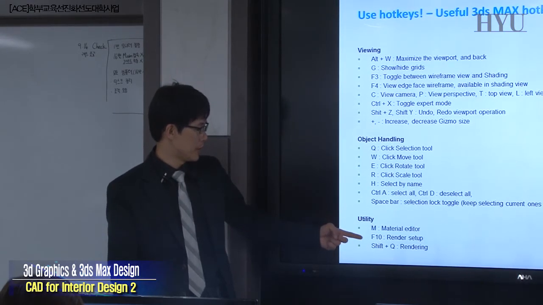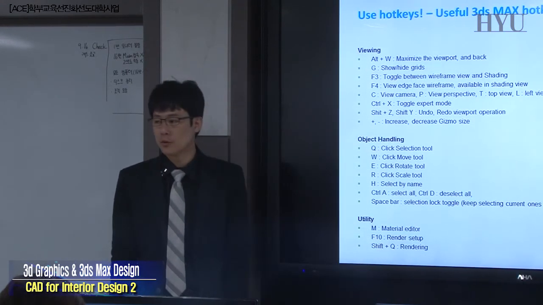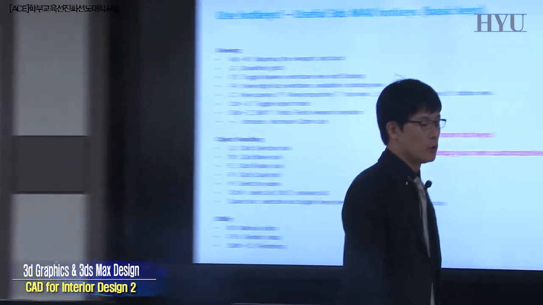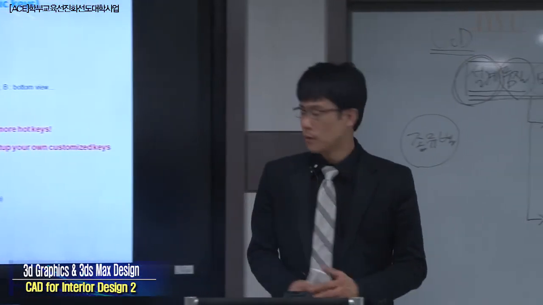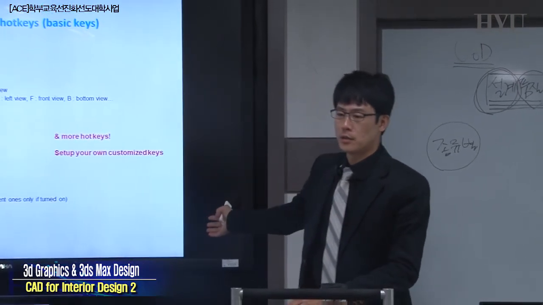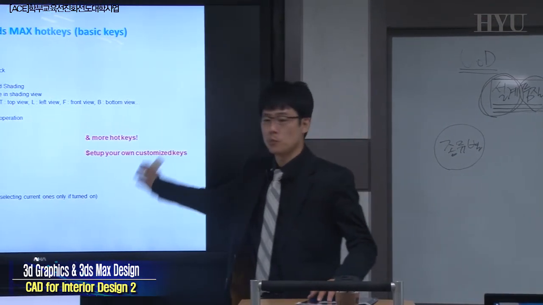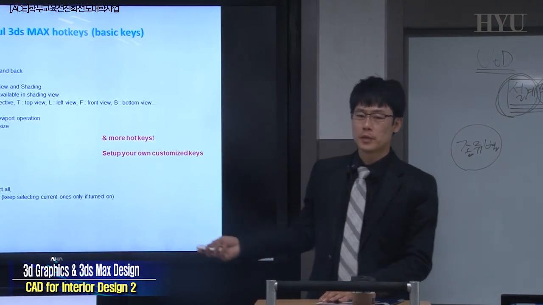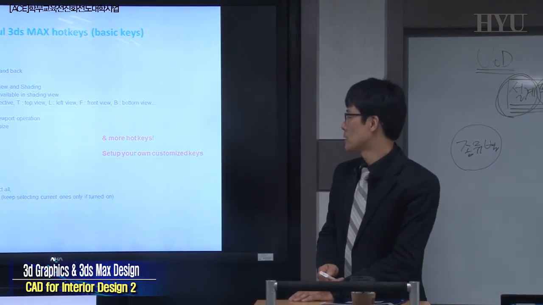M, material editor, F10, render setup. Shift Q to render. And a number of more hotkeys you can define. You can set up your own customized keys, but at least those keys you should use. Just open this page for your information when you are using Max. That's my suggestion.